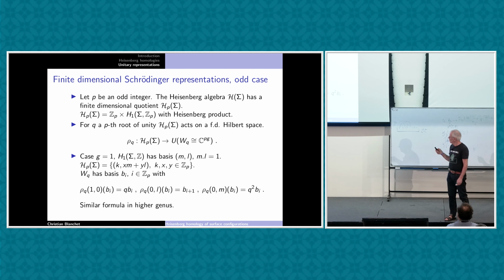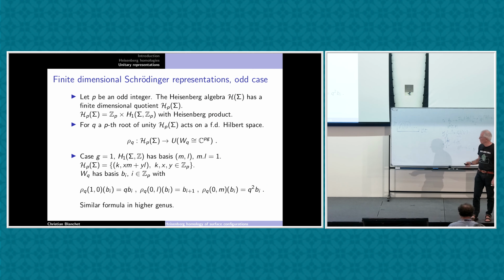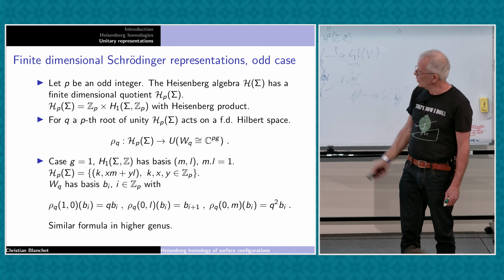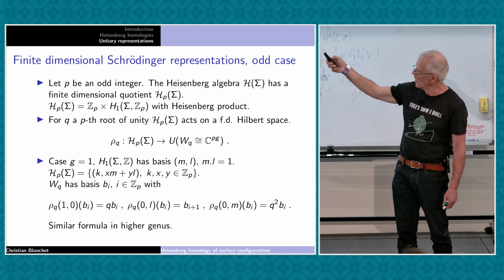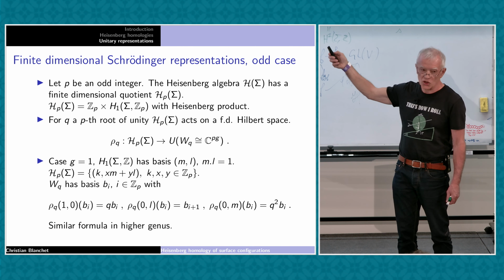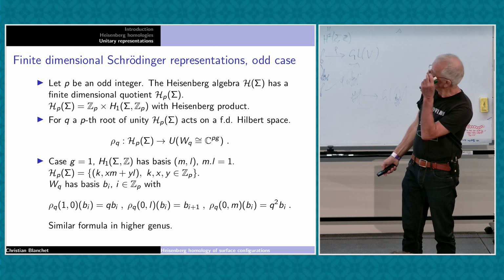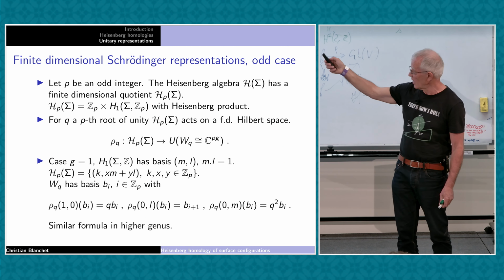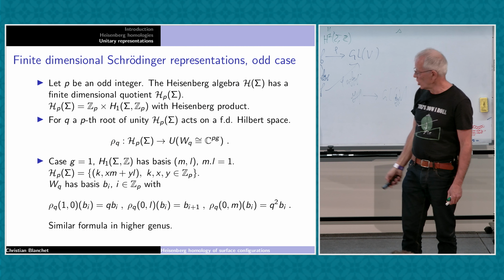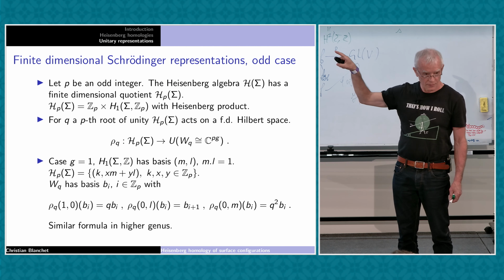But in case I give the formula in genus 1, in case g equal 1, H1 of sigma has basis meridian m and longitude l with intersection 1, and we have all elements of H_p of sigma as k x m plus y l with coefficients in Z_p. And this W_q will have basis b_i, i in Z_p, with central action q.